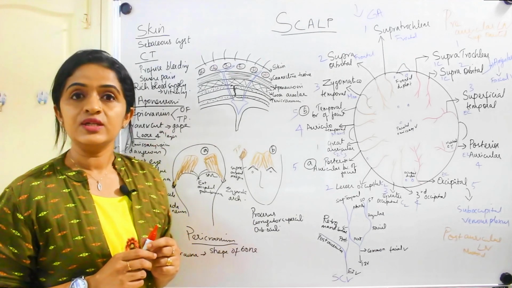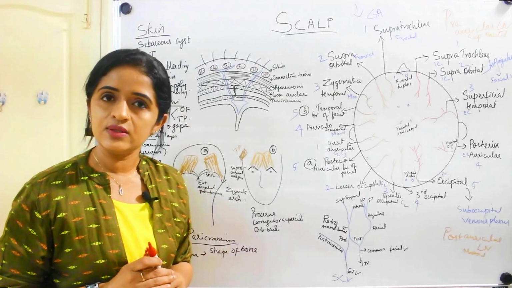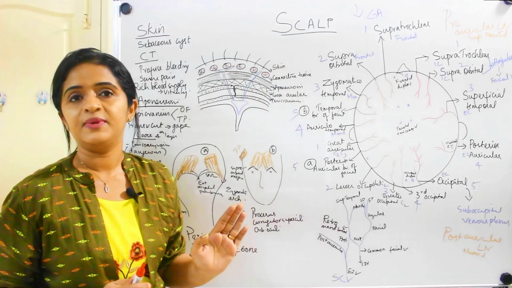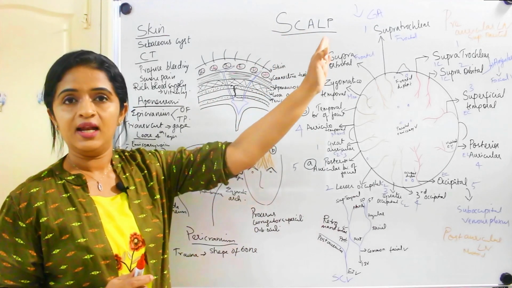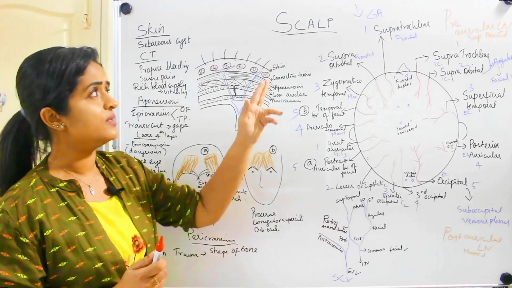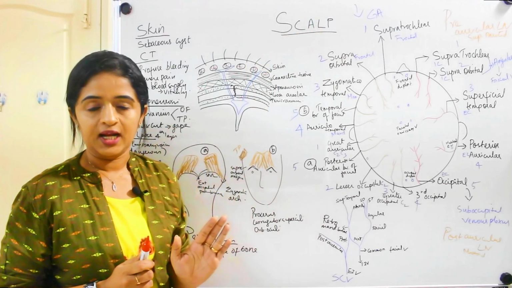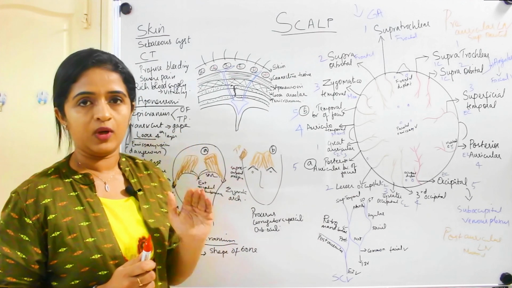So what are the layers of scalp? In order to study the layers of scalp, it is very easy again. The mnemonic is the spelling of the scalp itself, S-C-A-L-P. So how many layers are there? 1, 2, 3, 4 and 5. So 5 layers are there for the scalp. So let's see what the layers are one by one.